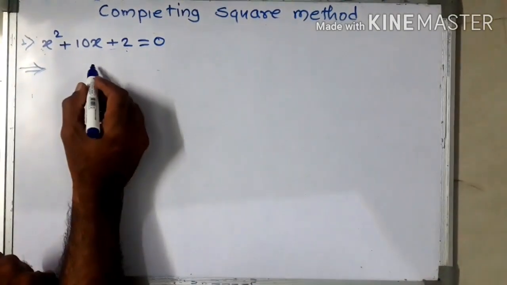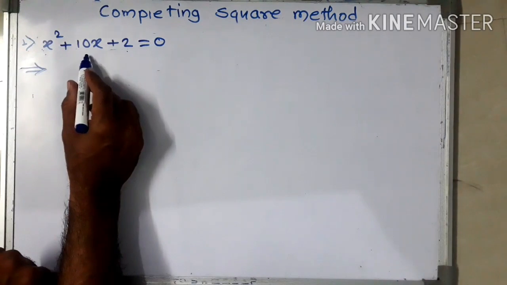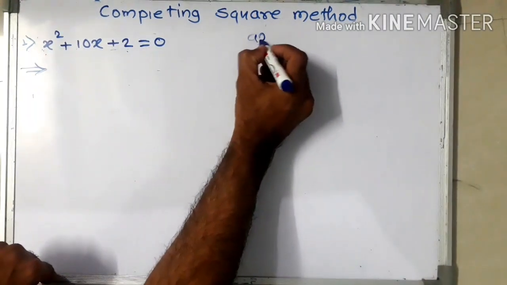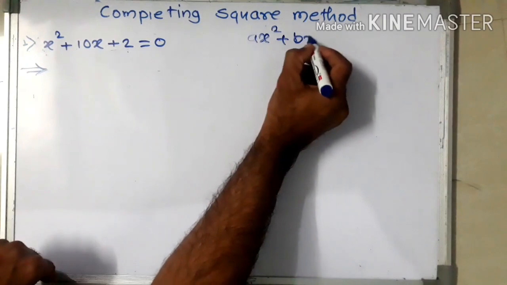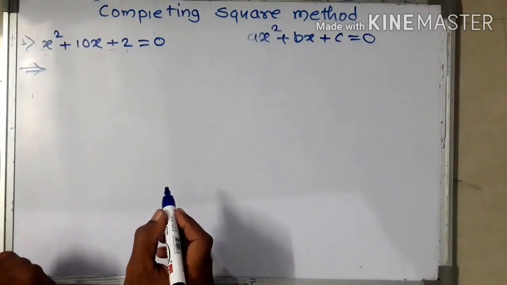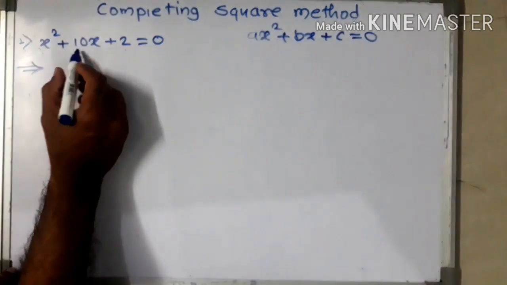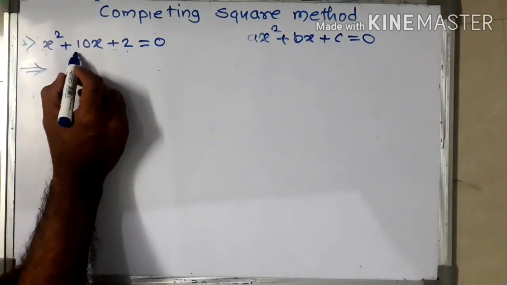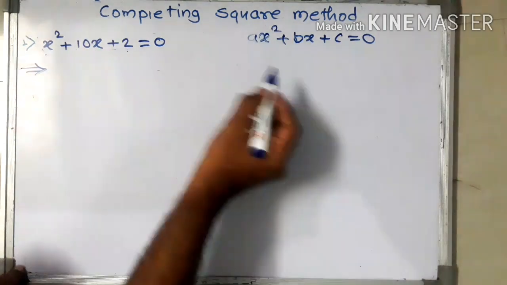In such cases, it is easier to solve the quadratic equation by another method. It is called the completing square method. Let us learn this method by using that example. The first step is to modify the equation into the standard form of quadratic equations, ax square plus bx plus c equals 0. This is the standard form of quadratic equations. Now you see that this equation is already in the standard form.